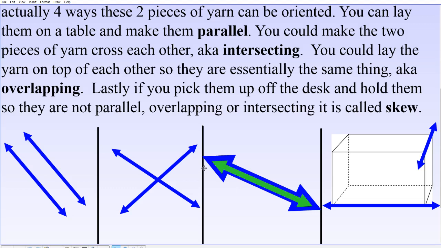Lastly, if you pick them up off the desk and hold them so they're not parallel, now that's going to be awfully hard with yarn, but with sticks of spaghetti, you could do that. These would be called skew. This word skew, as I'm showing here on this grid, these two lines are not parallel. They're not intersecting. If you look at it and think, wait, if you draw this guy down here, it intersects, no, you're thinking of two-dimensional space. This is a three-dimensional grid. So this top corner of a box and this bottom corner down here, if you were to take those lines and extend them, they're never going to intersect each other. They're separated by the height of this box. So they're not going to touch or intersect. They're not parallel. They're called skew.